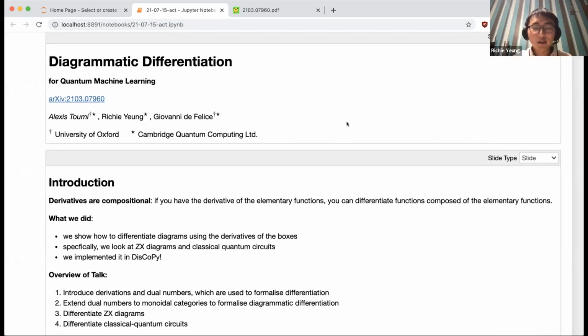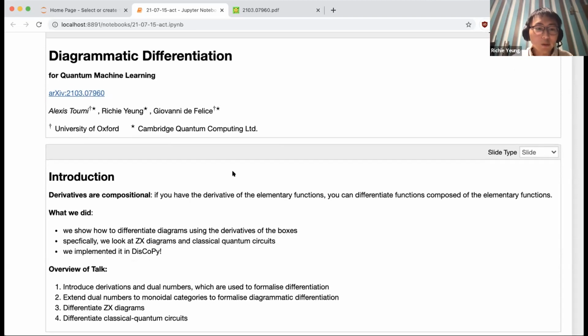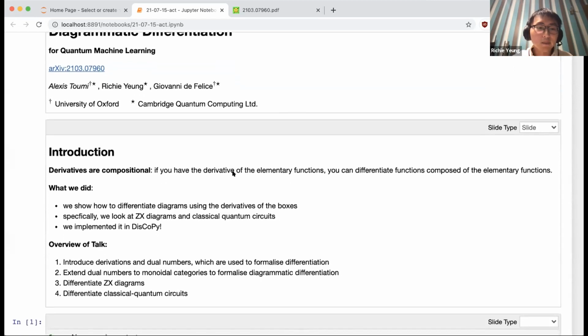Okay, so the next talk is given by Alexis, Richie, and Giovanni, who are all in some way connected to Cambridge Quantum, and they're going to talk about diagrammatic differentiation. Thanks, Bob. So today, as Bob said, I'm going to talk about diagrammatic differentiation for quantum machine learning. This is joint work with Alexis Toumi and Giovanni de Felice. So let's get started.